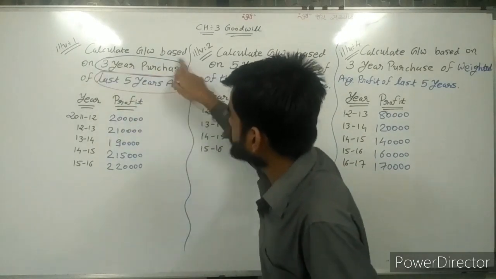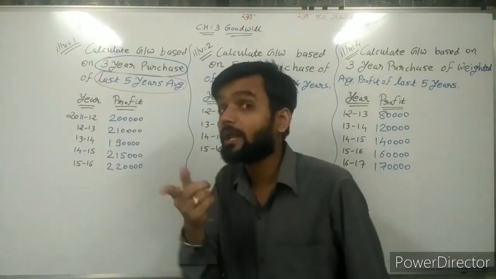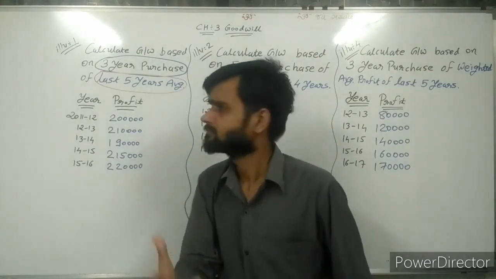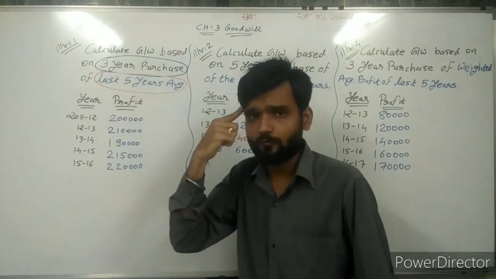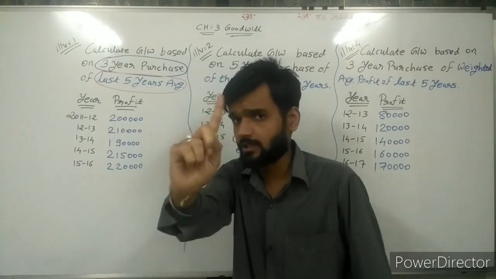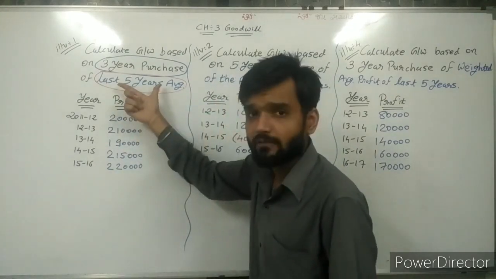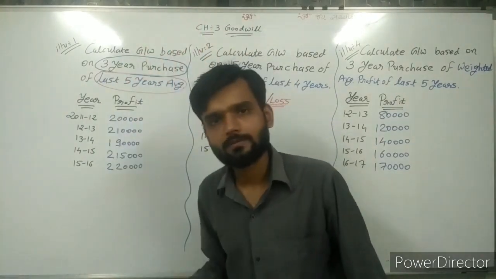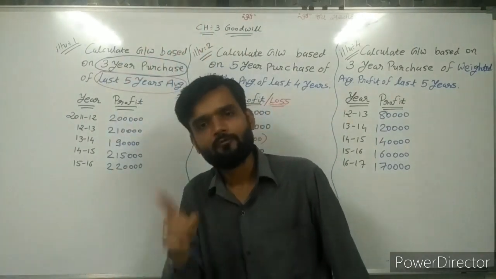So goodwill is based on 3-year purchase. How many years' purchase is very important, and we will discuss it later. So first of all, consider 3-year purchase. Yes, sir, 3-year purchase, last 5-year average. So we need to find the average of 5 years.